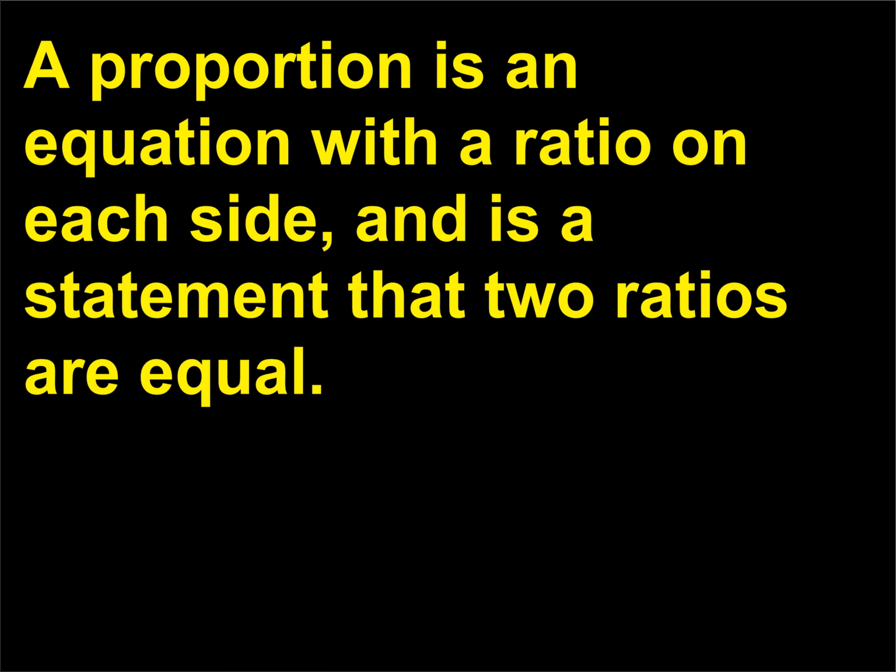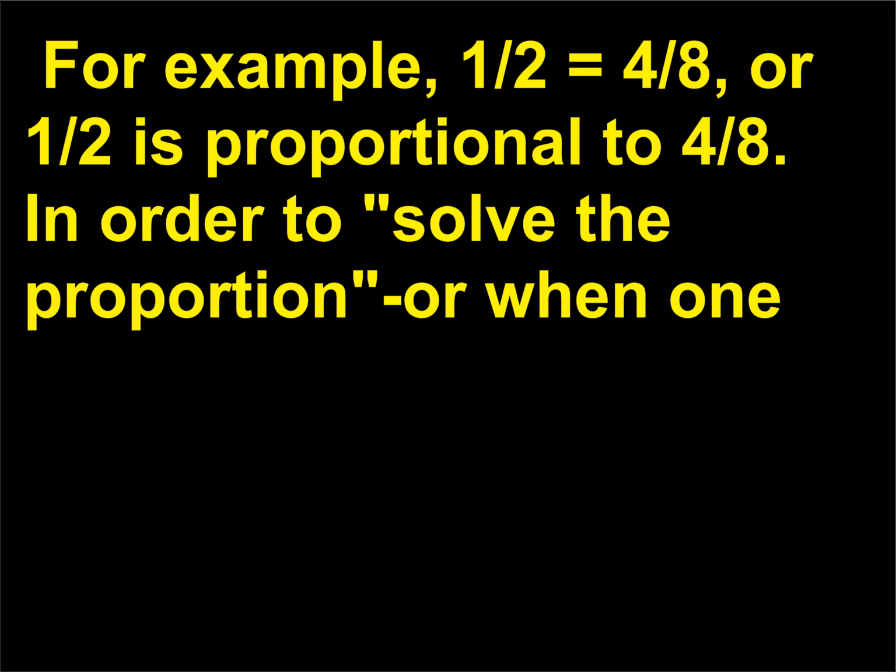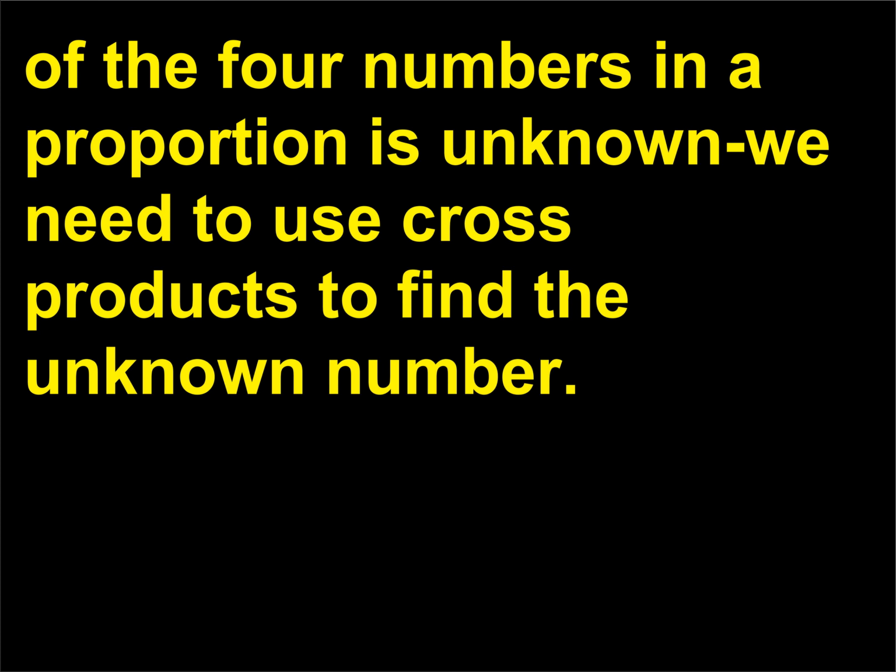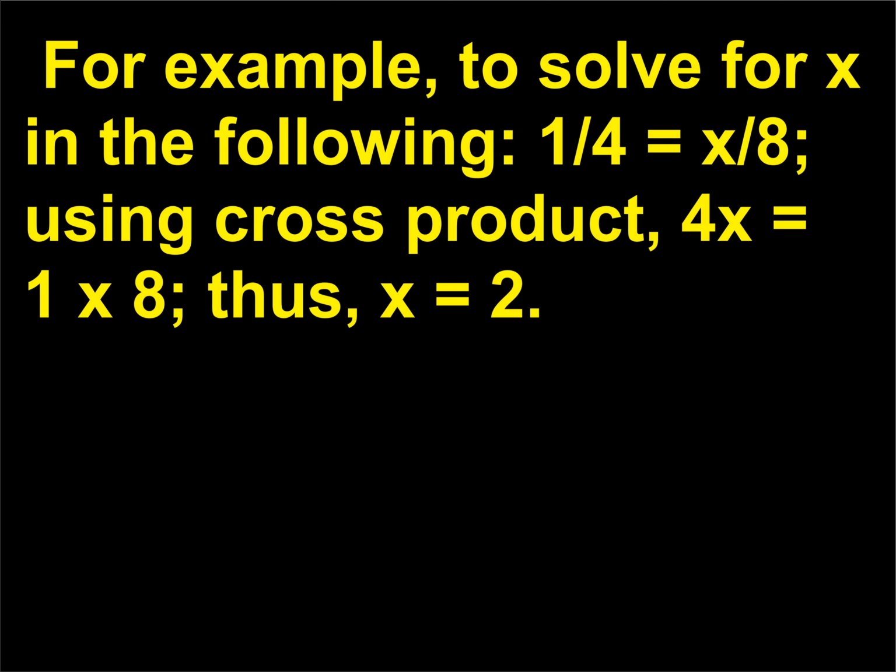A proportion is an equation with a ratio on each side, and is a statement that two ratios are equal. For example, 1/2 equals 4/8, or 1/2 is proportional to 4/8. When one of the four numbers in a proportion is unknown, we need to use cross products to find the unknown number. For example, to solve for x in 1/4 equals x/8, using cross products, 4x equals 1 x 8, thus, x equals 2.